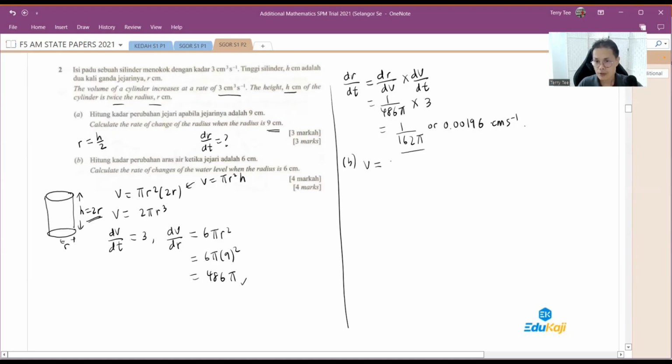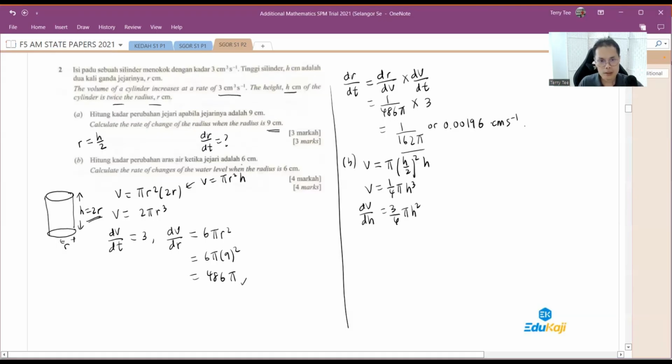So your volume now, you have to rewrite this. Pi, what's your radius now? H over 2 squared, times H. So this will be, if you cube it, H power 3. This is 1 over 4 pi H cubed. So again, before you find your rate of change of H, dH dt, we must find your dH dV, or dV dH. So we can differentiate this, dV dH, bring the power down, 3 over 4 pi H squared.